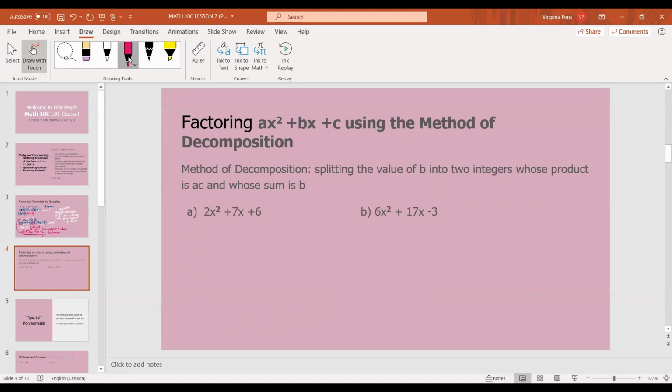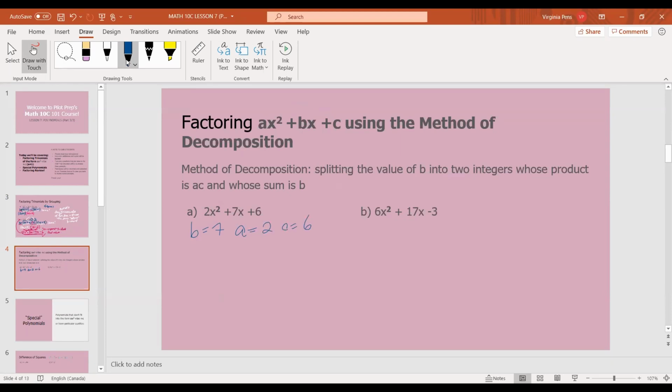I'm going to switch colors, which is this, into two integers that have a product of a times c and a sum of b. So in the case of this, let's take a look at the first example. Our b value is 7, b equals 7. Our a value is 2. Our c value is 6.